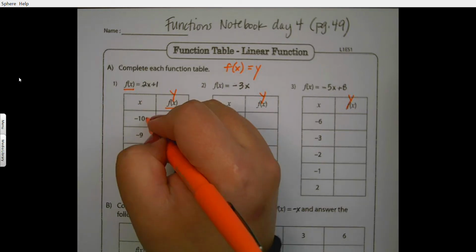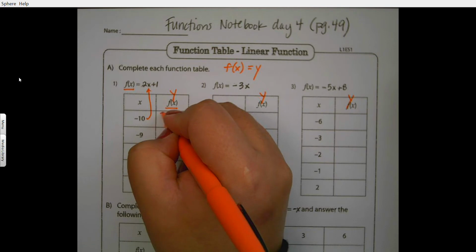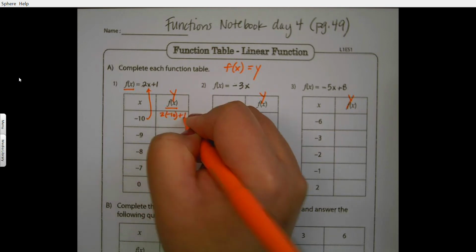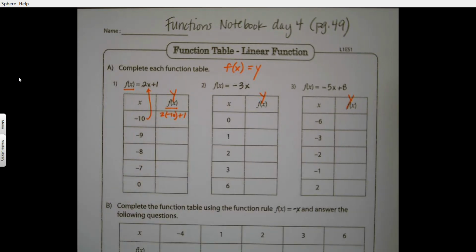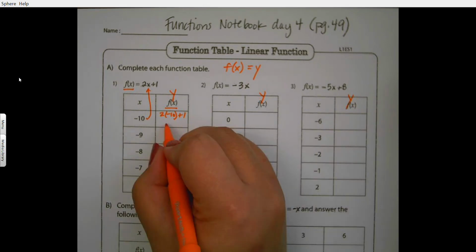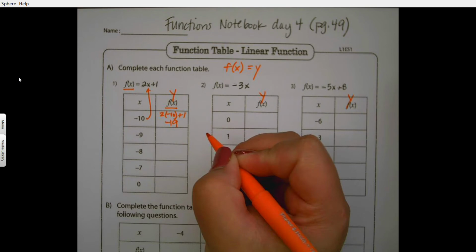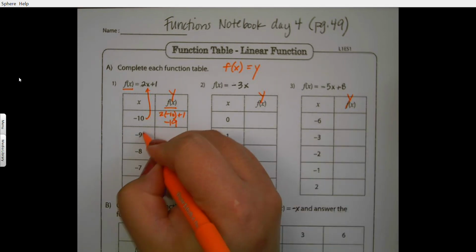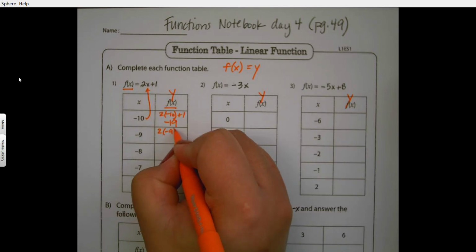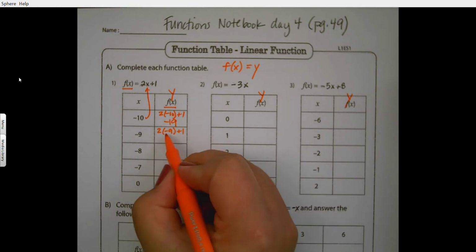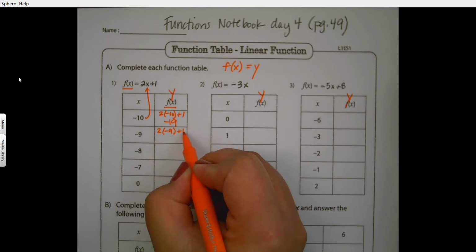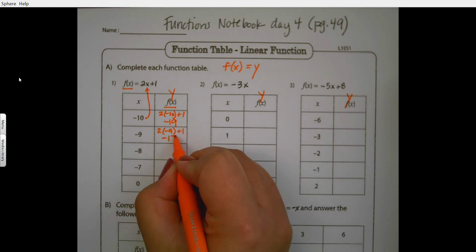So take negative 10 and plug it in. So 2 times negative 10 plus 1. 2 times negative 10 is negative 20. Negative 20 plus 1, negative 19. Plug in negative 9. 2 times negative 9 plus 1. 2 times negative 9, negative 18 plus 1, negative 17.